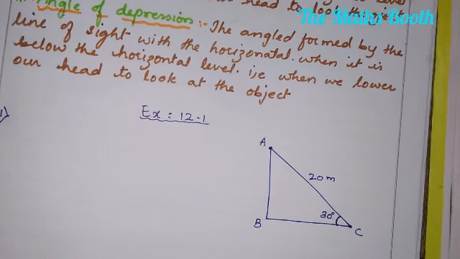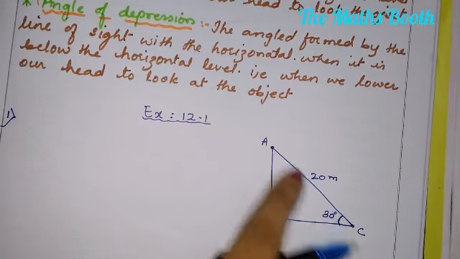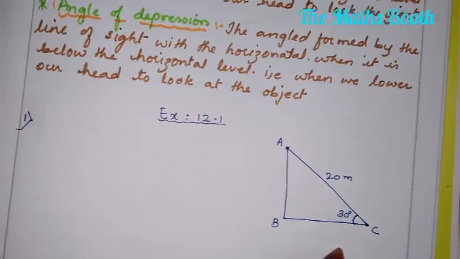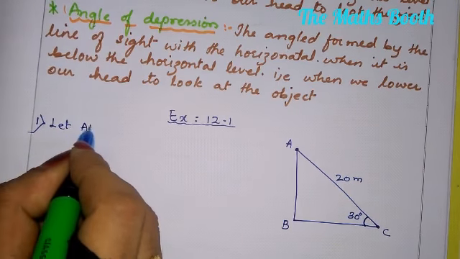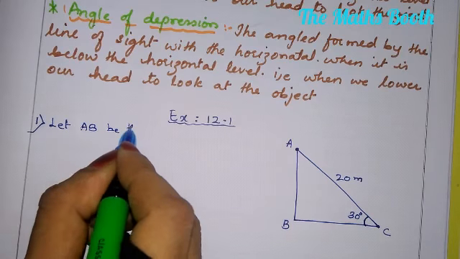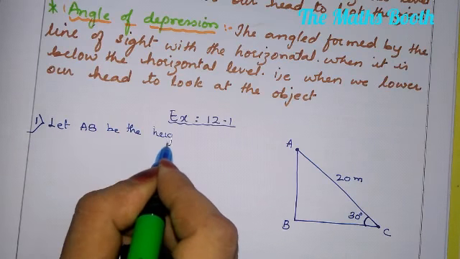Let us write. First we should describe the given figure, then only we should start. Let AB be the height of the pole.